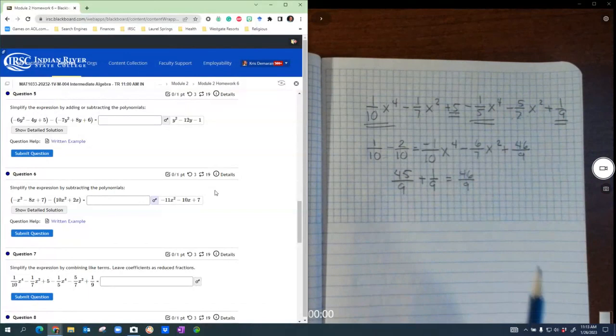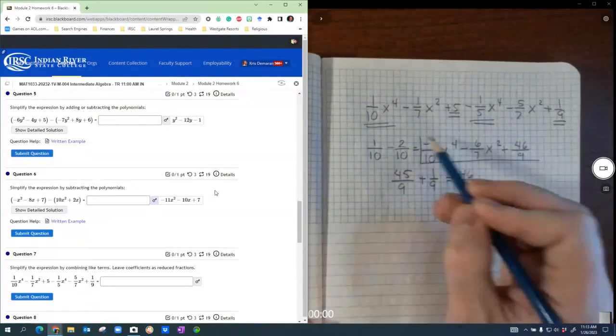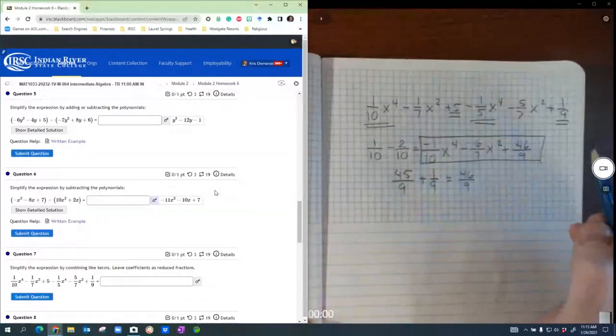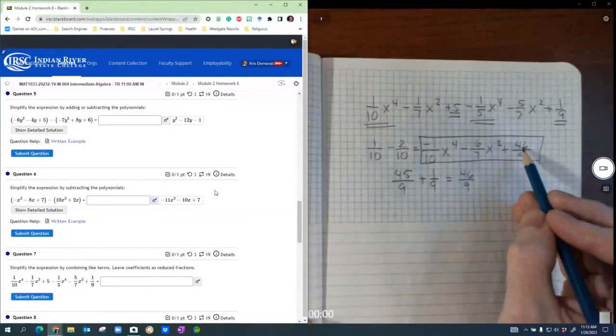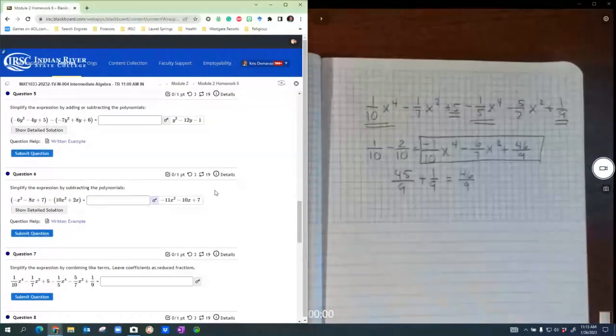All right, and then it asks, simplify the expression by combining like terms, leave coefficients as reduced fractions. So then we go ahead and give this right here, making sure 3 can't go into this. So it should be the answer that we're looking for.